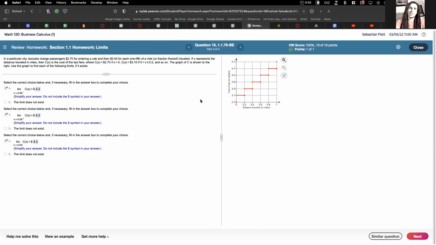Okay. In a particular city, taxi cabs charge passengers $2.70 for entering a cab, then 40 cents for each 1/5 of a mile, or fraction thereof, traveled. If x represents the distance traveled in miles, then C of x is the cost of the taxi fare, where C of x equals $2.70 if x equals 0, C of x is $3.10 if it's between 0 and 0.2, and so on.